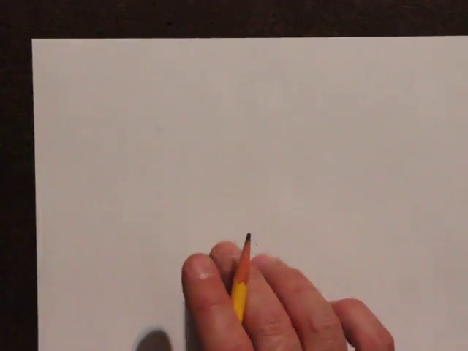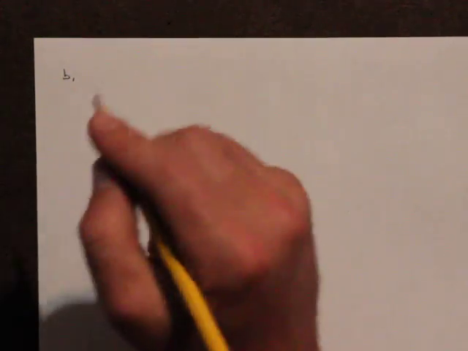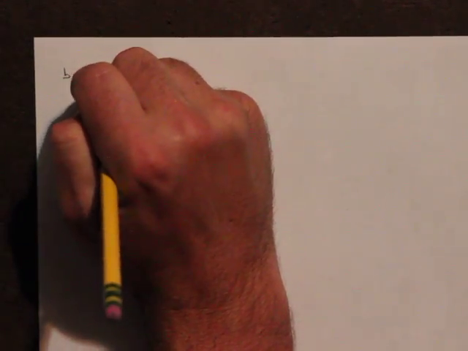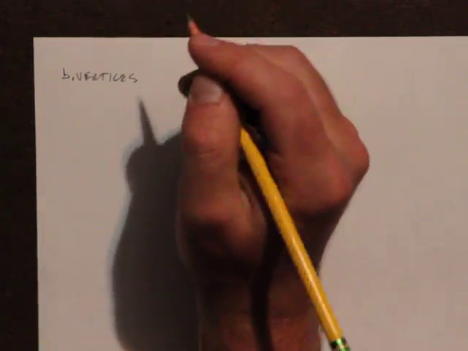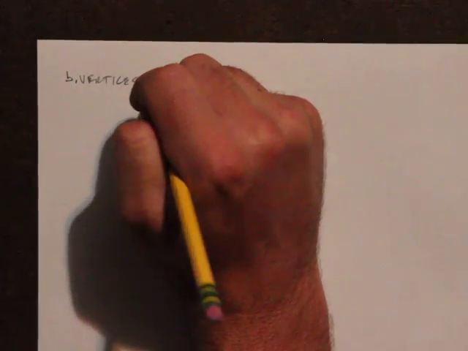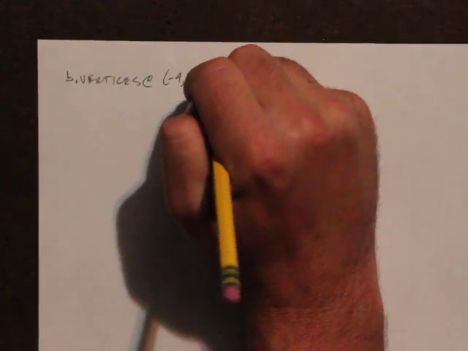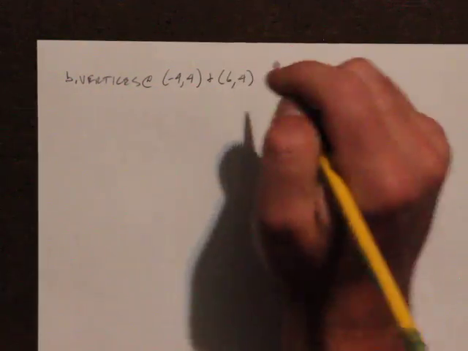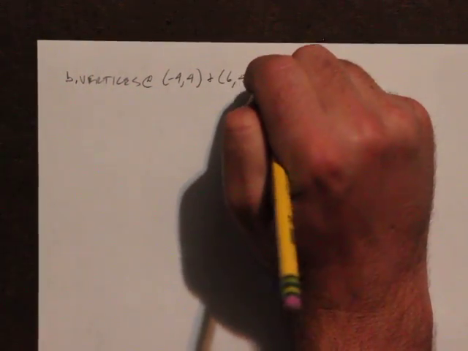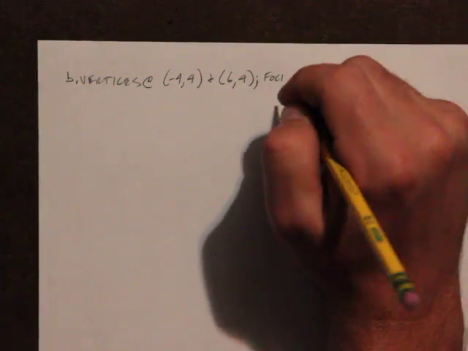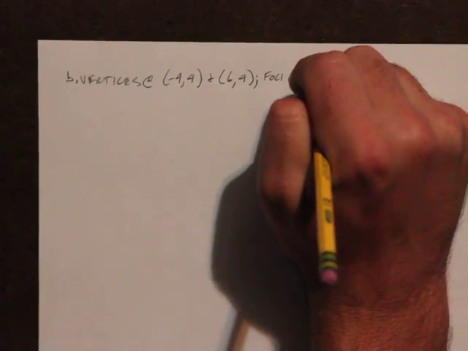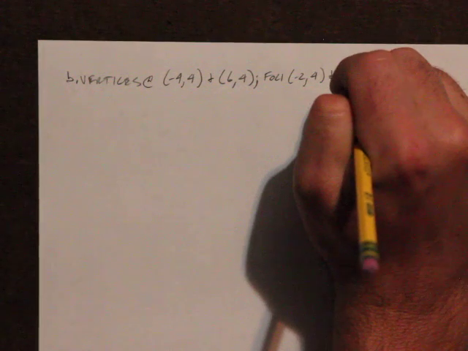All right. Next, let's do a couple more of these. Probably 2 more. All right, so I've got the vertices are at -4, 4, and 6, 4. And the foci are at -2, 4, and 4, 4.